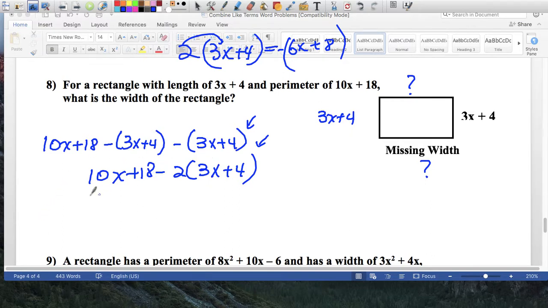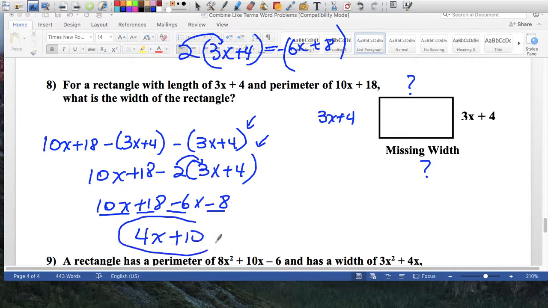So I'm going to continue from the second expression. 10x plus 18, and I'm going to apply the distributive property. Negative 2 and 3x is negative 6x. Negative 2 and 4 is negative 8. If I combine like terms, 10x minus 6x is 4x. And positive 18 minus 8 is positive 10. Now this is what I have left over that represents this side and the top side. This value represents this side and this side.